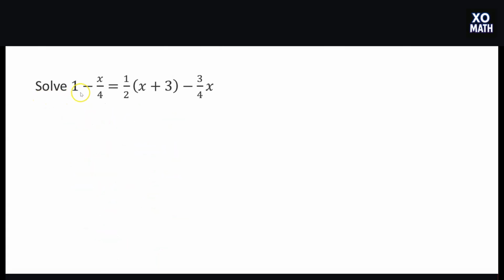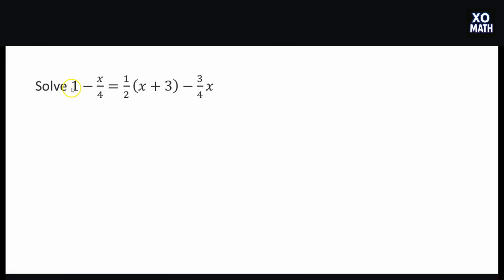Here I want to solve 1 minus x over 4 equals 1/2 times the quantity x plus 3 minus 3/4 x. Let's take a look at the fractions. x over 4, 1/2, and 3/4. The least common denominator there is 4. So instead of multiplying the whole side by 4 and distributing like in the last example, a little shortcut is to really just multiply each term in the equation by 4.